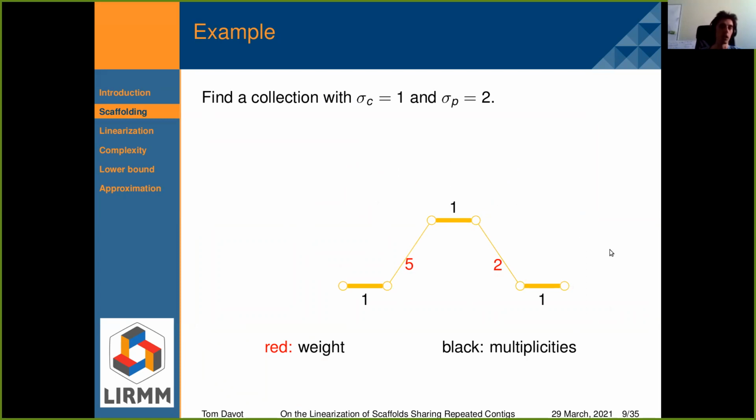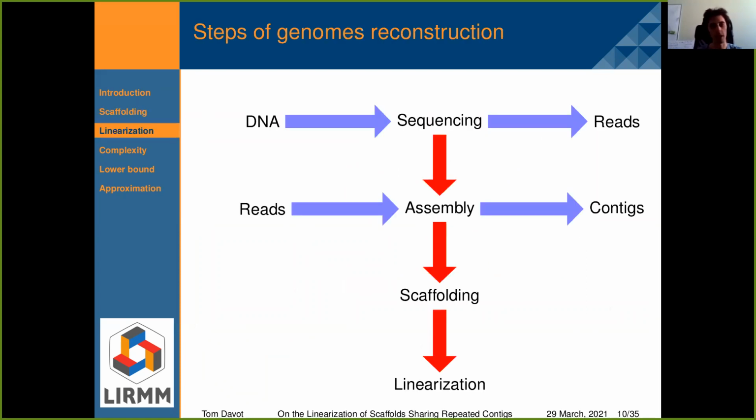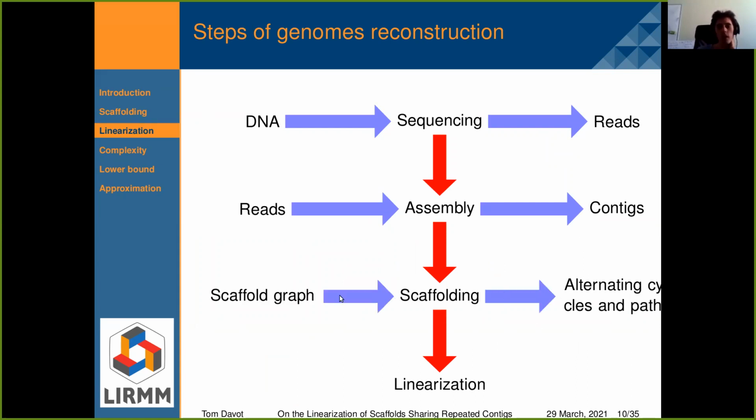So that is scaffolding. So I complete my little scheme. In input, for the scaffolding, we have a scaffold graph, and in output we have alternating cycles and alternating paths. Sorry, it's cut. I didn't notice that. So now I will speak about the linearization.